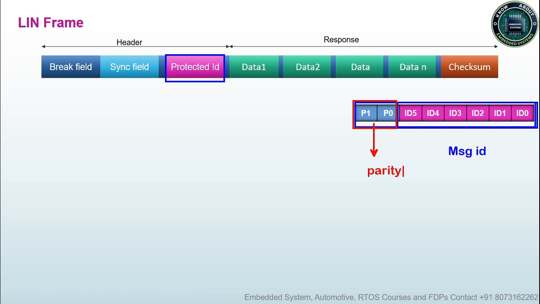We have two important pieces of information in the protected ID. The first one is called the message ID. We're going to use 6 bits, 0 to 5, and then we're going to use parity 0 and parity 1 as the 6th bit and 7th bit. So what is the significance? Now we will see.